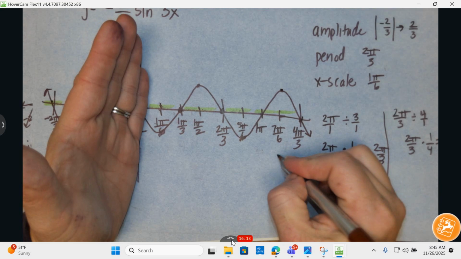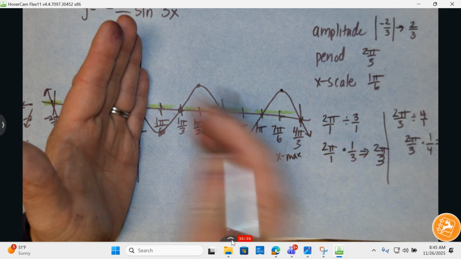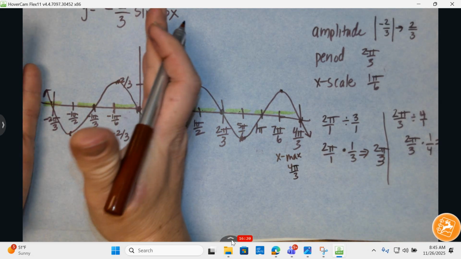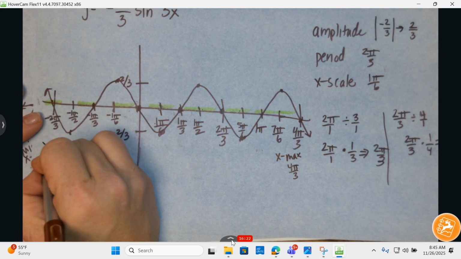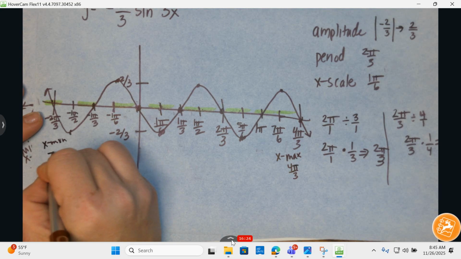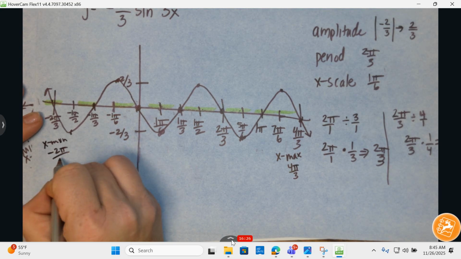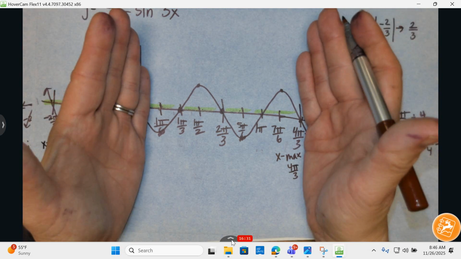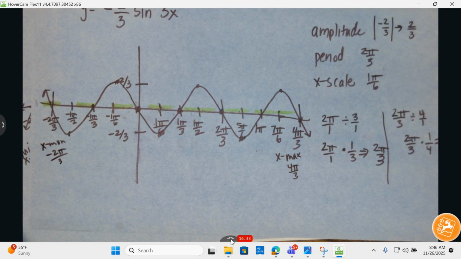2 cycles, you're going to see in your homework, it's going to say x max. That means 2 cycles, in this case, is a distance of 4 pi over 3. 1 cycle to the left, so x minimum for this particular graph is a distance of negative 2 pi over 3. That doesn't mean it stops here. It just means for seeing these 3 cycles, that's how far we go to the right, and this is how far we go to the left.